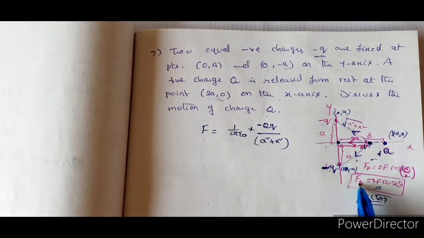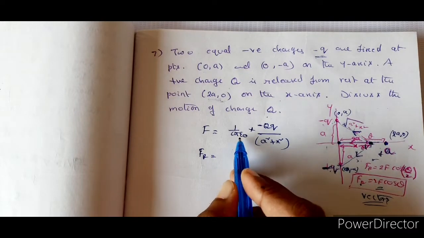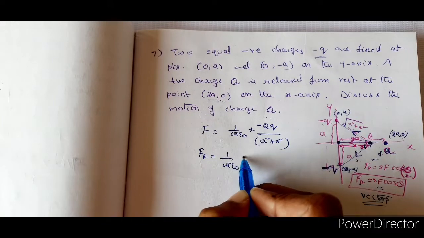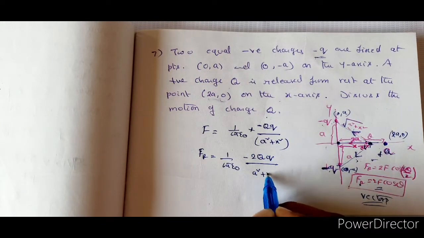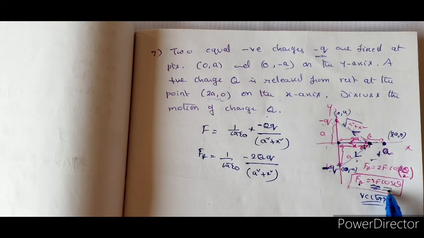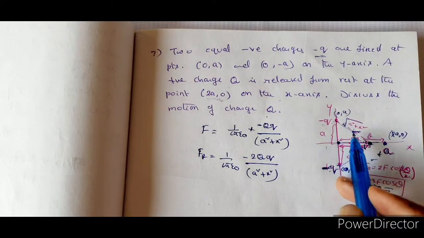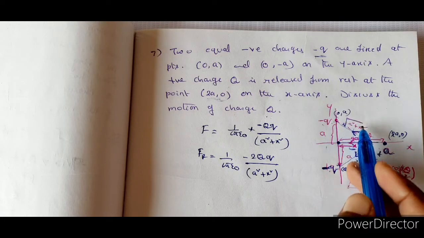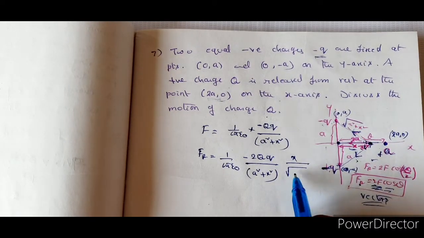Now we wanted to find out Fr. Fr is equal to 2 times F, therefore 1 by 4 pi epsilon naught as it is, I'll write minus 2Qq by a square plus x square. This is the F part, that means the 2F part is done. Now cos theta. What is cos theta, dear? It is adjacent side by hypotenuse. What is the adjacent side? x, by hypotenuse, which is root of a square plus x square. So that is x by square root of a square plus x square.